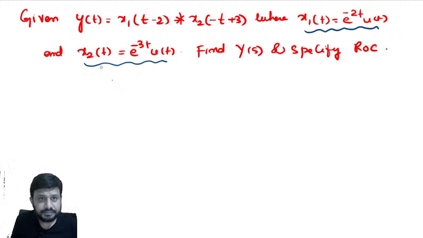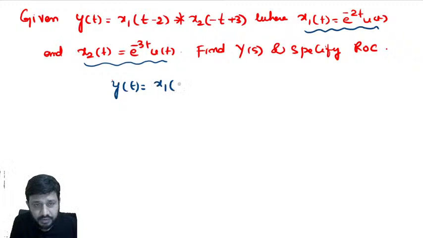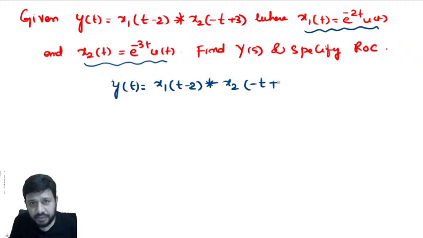Observe here. How to solve this one? y of t is equal to x1 of t minus 2 convolved with x2 of minus t plus 3.